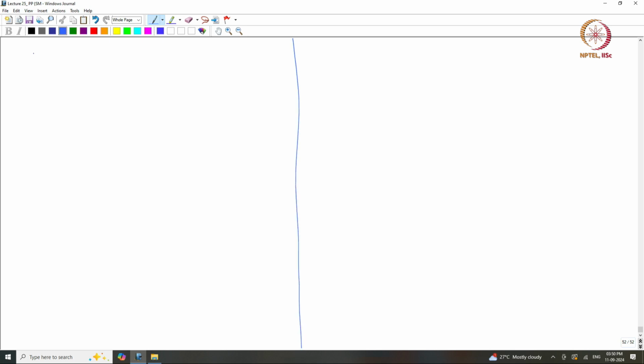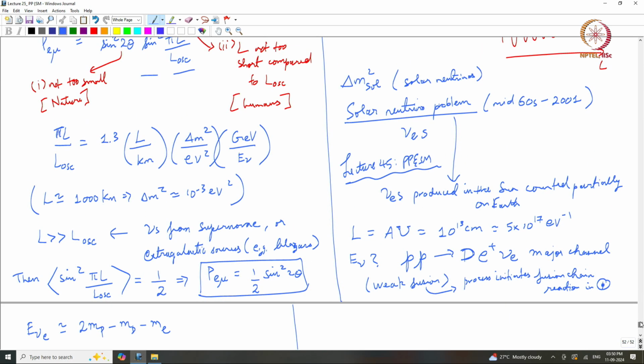That means I can now compute roughly the electron neutrino's energy from just subtracting the masses of the deuterium and the positron from the initial state mass, which is twice the mass of the proton. Agreed?